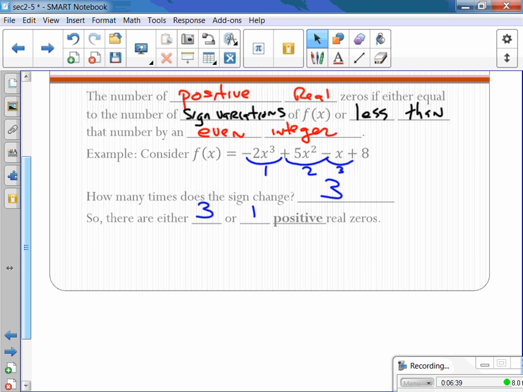Yes? So if it went instead like 5x squared plus x plus 8, that wouldn't count as a sign change? Nope, not at all. Correct.